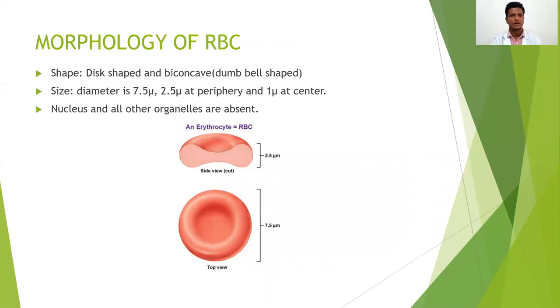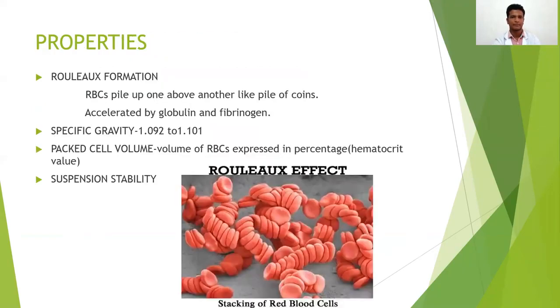Morphology of RBC. Shape of RBC is disc shaped and biconcave, that is dumbbell shaped. Size of RBC in diameter is about 7.5 micron, and 2.5 micron at the periphery and 1 micron at the center. Nucleus and all other organelles are absent.